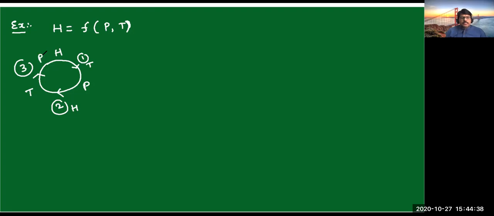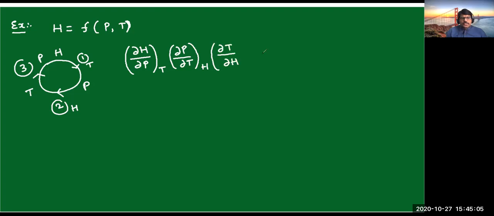And what is the correct representation of cyclic rule here? That is del H by del P at a constant temperature, del P by del T at a constant H enthalpy, and that is del T by del H at a constant P is equal to -1. Like this we can apply cyclic rule.